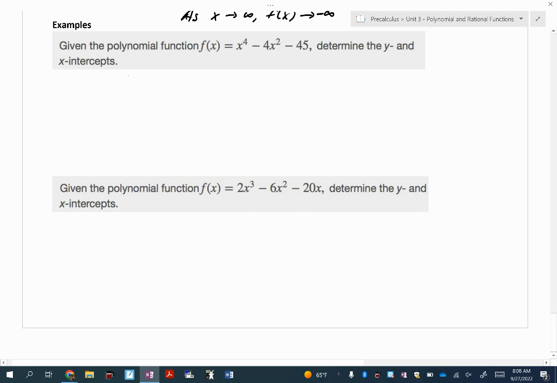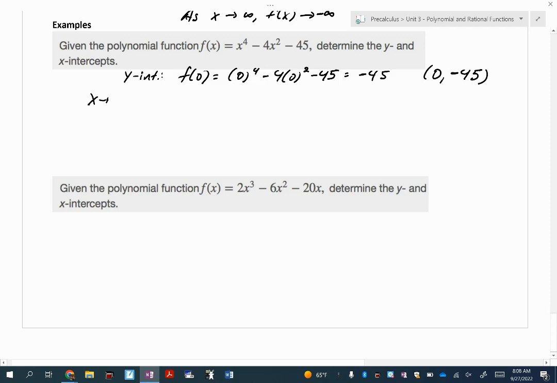For the y-intercept, I think that's the easiest one for looking at pretty much any function. We're going to evaluate the function at 0. All right, so if I plug in 0, I get 0 to the 4th power, which is 0, minus 4 times 0 squared, which is 0, and then minus 45. So my y-intercept is going to be (0, -45).